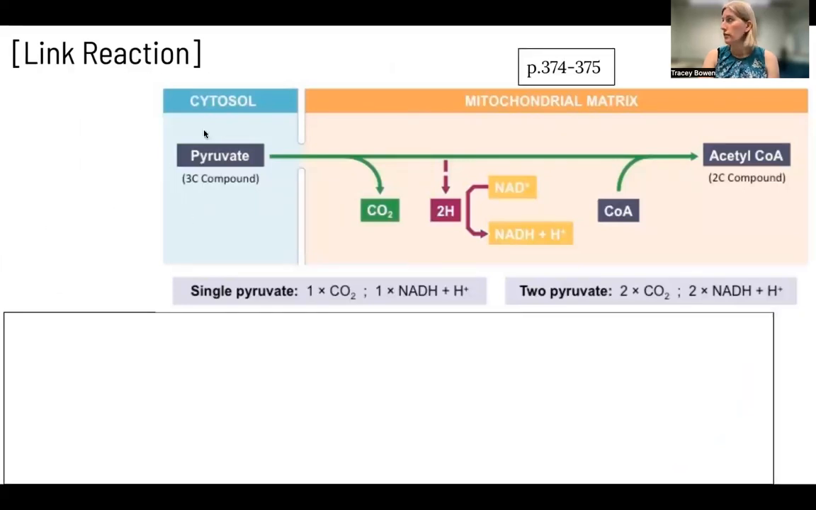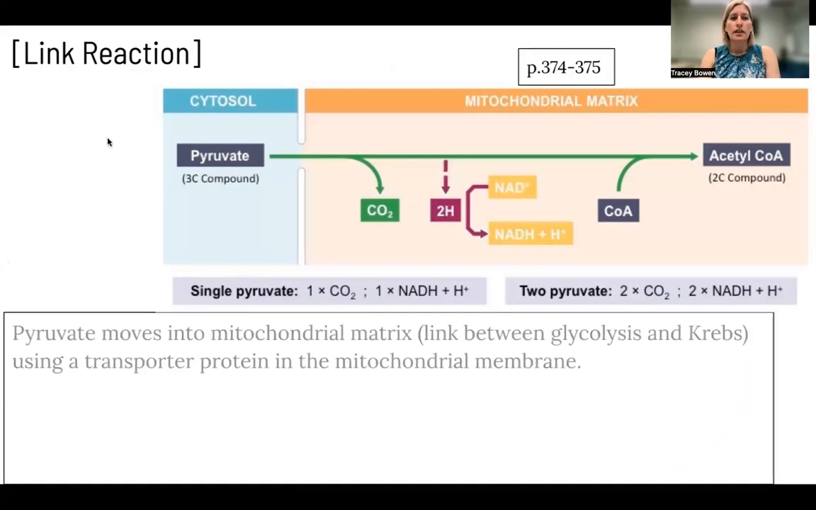How does pyruvate move into the mitochondria and start functioning? So we're looking here at the link reaction. And in the link reaction, we have pyruvate going into the mitochondria and being transferred to attach to a CoA enzyme group. And that's going to move it into the Krebs cycle.